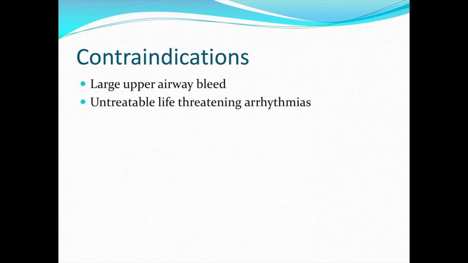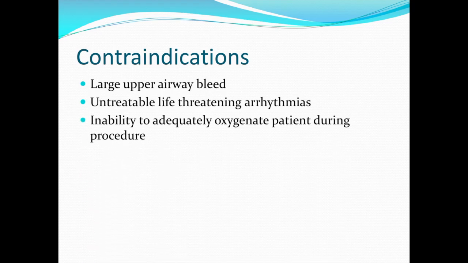If the patient is unstable with an untreatable, life-threatening arrhythmia, then bronchoscopy should be abandoned and the patient should be stabilized before proceeding. If you are unable to adequately oxygenate the patient during the procedure, then this should also be abandoned until the patient is adequately oxygenated, and then the procedure can be reattempted.